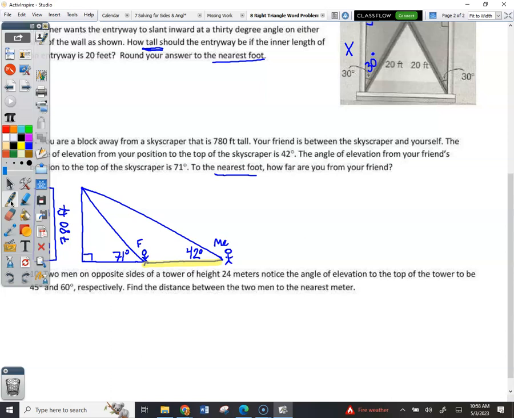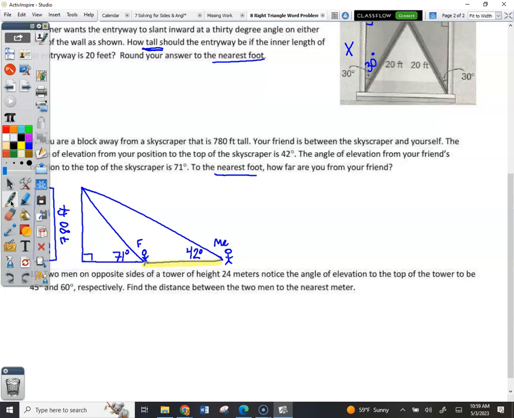Hey, you take the 42, the sum of the 42. No. 180 minus 71. Wait. No, keep going. You're on the right track. The hypotenuse is not necessary. Find the horizontal for 42, and then you find the horizontal for 71. That's it.